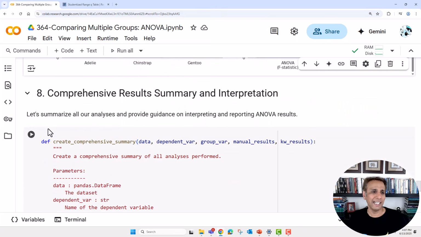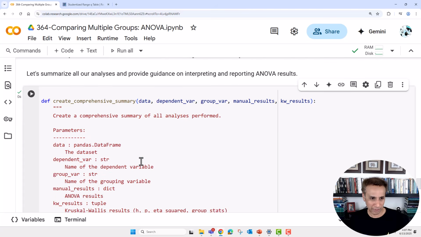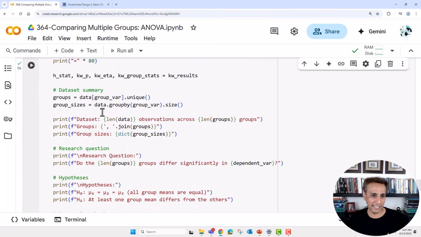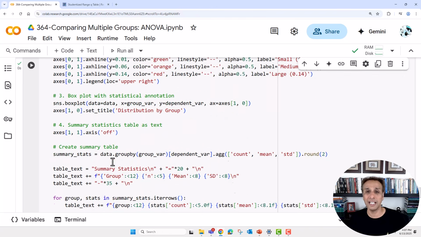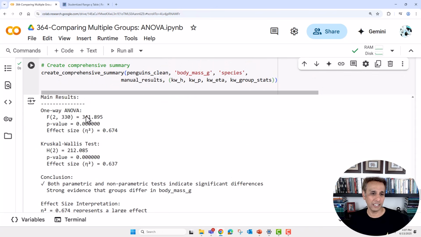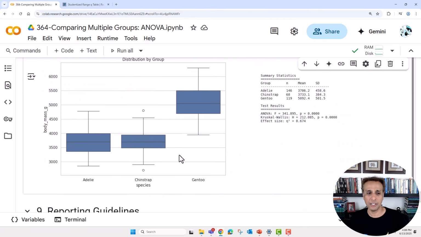Yeah, and again, this is the power of Claude or ChatGPT. I'm like, hey, just give me code for comprehensive results, and this is exactly what you're looking at. This just summarizes everything that we just had, and that's it. Just puts everything here in one place, so you get a nice summary right there.